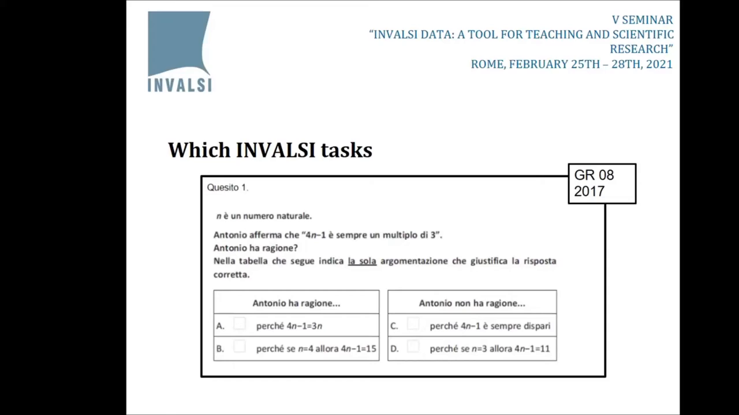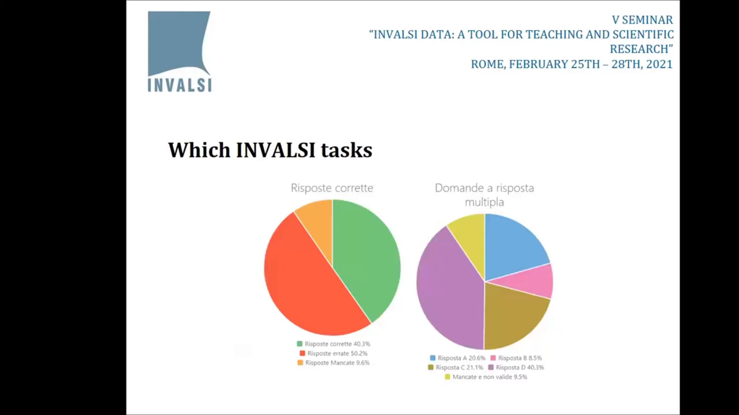Or Antonio is not right because 4n minus 1 is always odd. Or because if n equals 3, 4n minus 1 equals 11. So this is the answer, the percent of the answer. So we can read that the correct answer is 40.3%. The wrong answer is 50.2%.